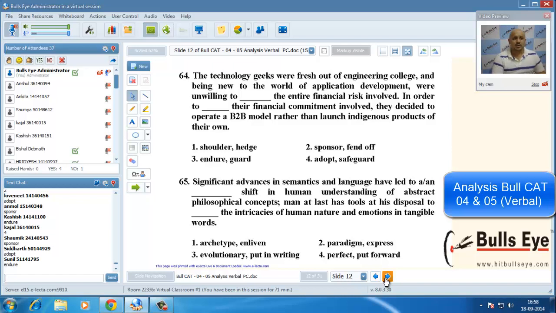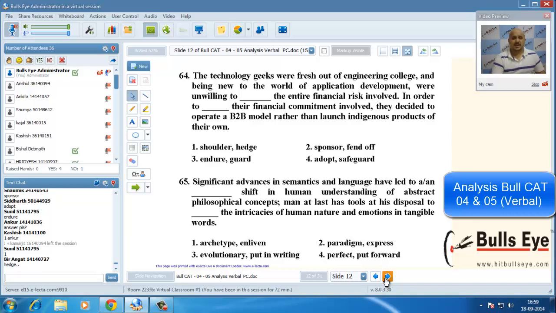Adopt, even though you can make a certain sense of it with adopt and endure, they are not idiomatic usages in this particular case. So the best fit effectively becomes shoulder, but we will not be 100% sure. As soon as we look into the second blank, we become 100% sure. Fend off their financial commitment, they cannot fend it off. Fend off means give up. Answer is option number one. Fend off means give up, so they cannot give up their financial commitment. So we take it off the table.